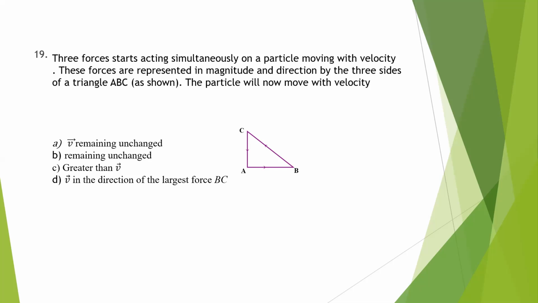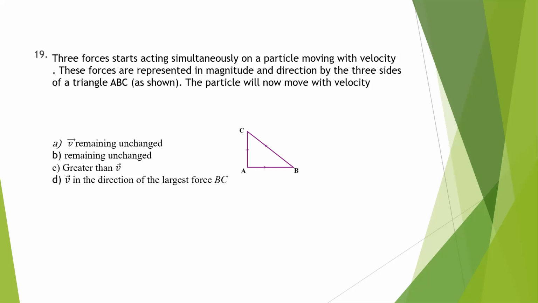The particle will now move with what velocity? Here we only need to understand the concept. As we know, the three forces are in equilibrium. What they are saying is that they are acting simultaneously on a particle, and these three forces are represented in magnitude by the three sides of this triangle. So with what velocity will it move?